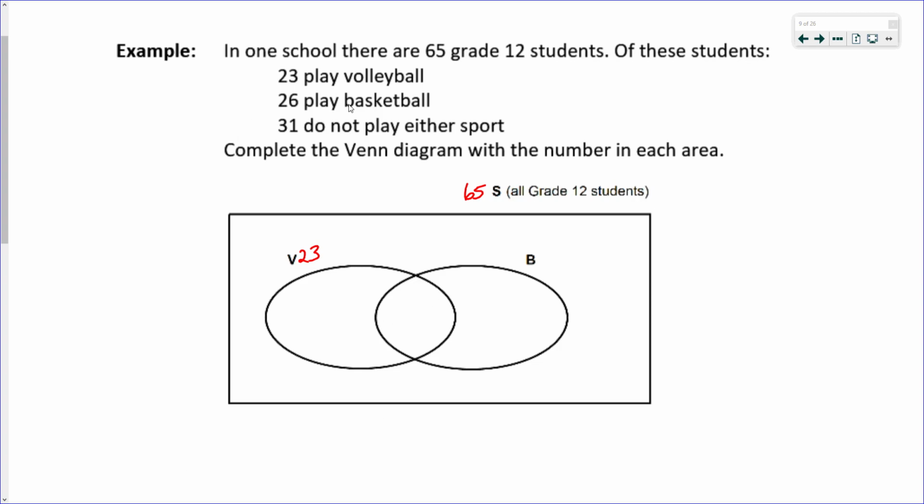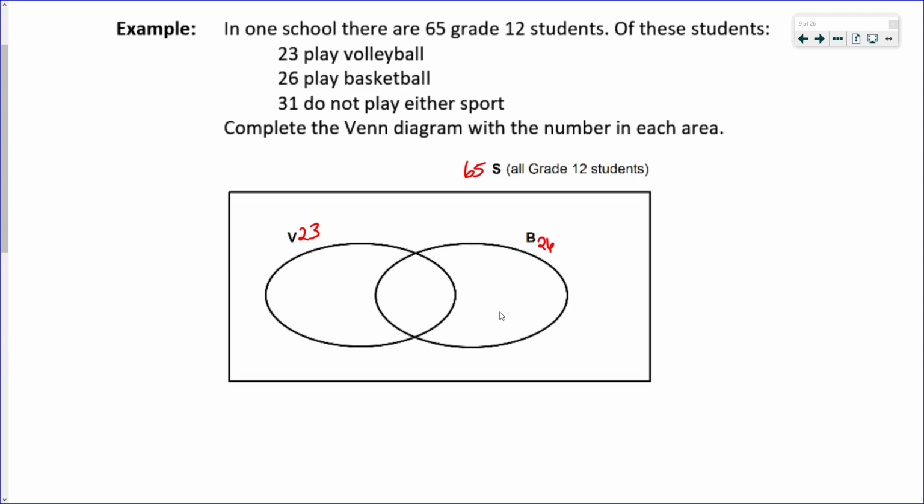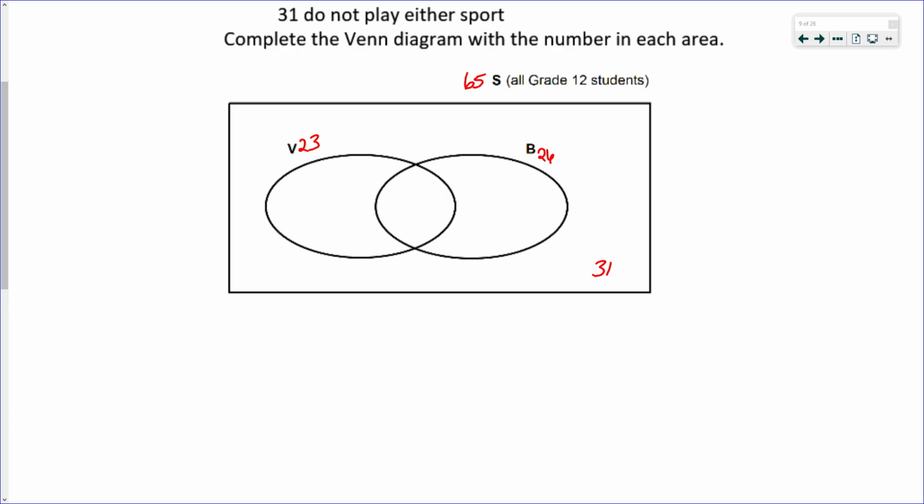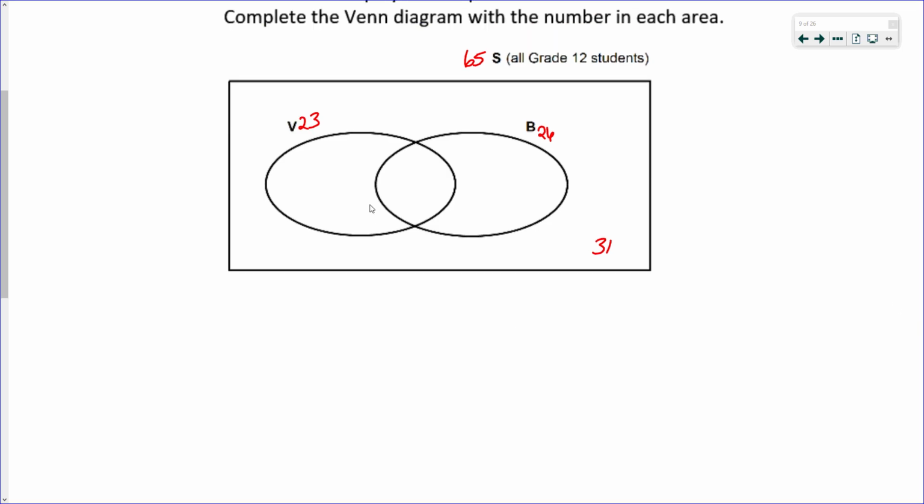Then the 26 that play basketball. Again, 26 is the full circle, so I'm going to write the 26 outside because I'm going to do some math to figure out each part of this circle. And then we do have 31 that are the outliers that don't play either sport, so they're kind of doing their own thing. First of all, we're going to figure out how many should actually fall into these two circles, how much should be inside my Venn diagram. So this should be in the circles.